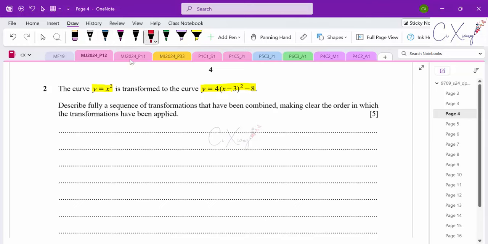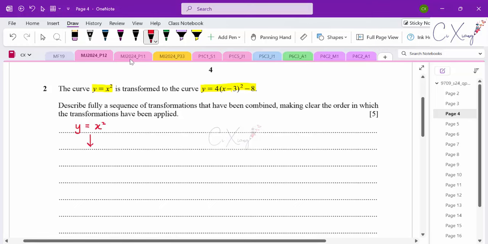Okay, so how do we change x squared into this particular equation here? There are a few ways that you can show it. From x squared, maybe the very first step is you change it to (x - 3) squared. After that, you multiply by 4, giving 4(x - 3) squared. Then only followed by y = 4(x - 3) squared minus 8.